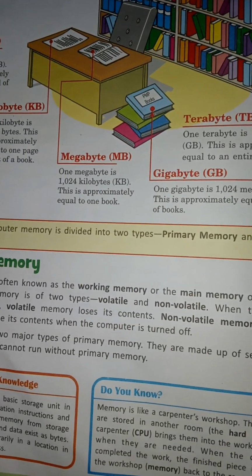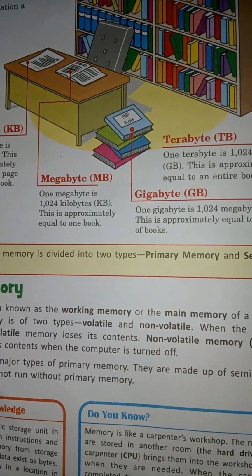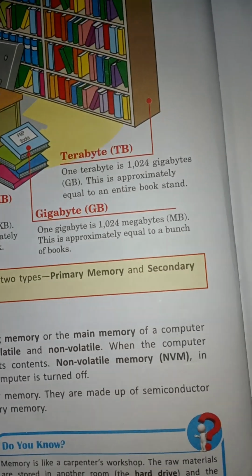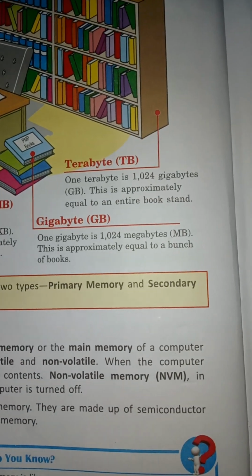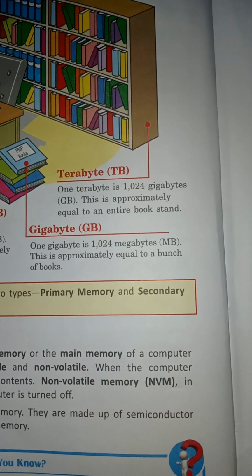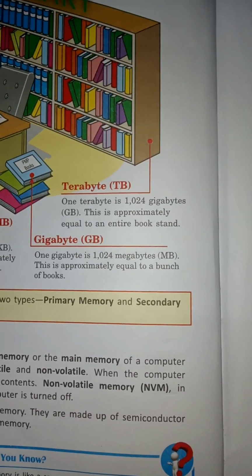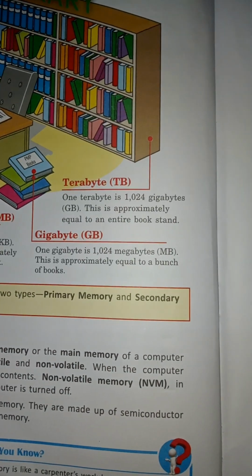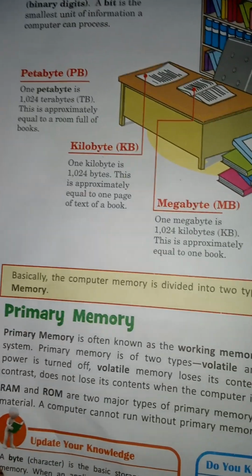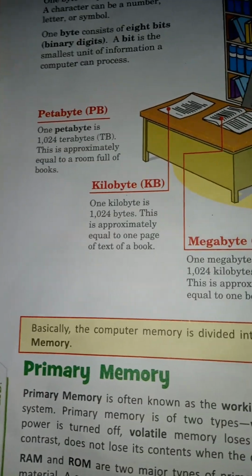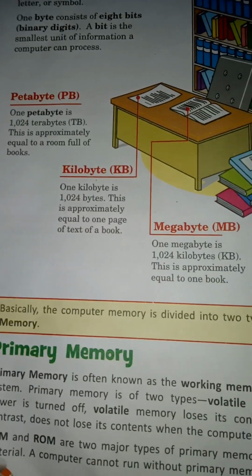Megabyte. 1 megabyte is 1024 kilobytes. This is approximately equal to one book. 1 gigabyte. 1 gigabyte is 1024 megabytes. This is approximately equal to a bunch of books. Terabyte. 1 terabyte is 1024 gigabytes. This is approximately equal to one entire book stand. Petabyte. 1 petabyte is 1024 terabytes. This is approximately equal to a room full of books.